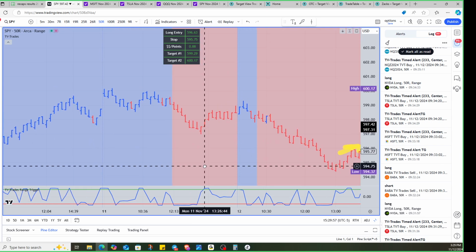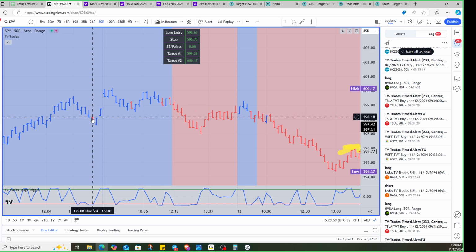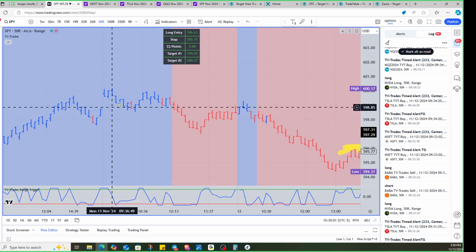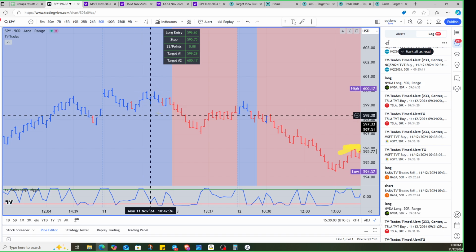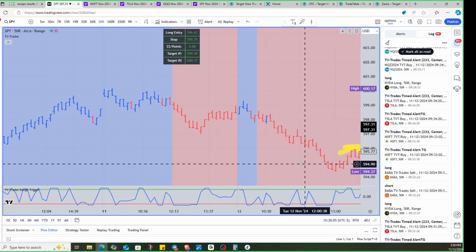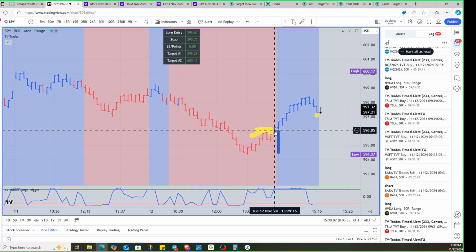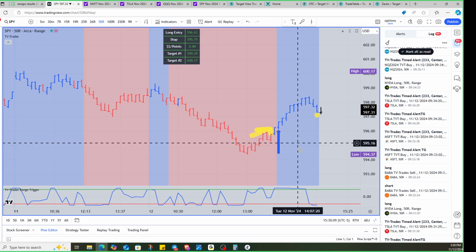Whenever there's a red bar on a blue background, it's going to send you an alert and say there's a trade coming up. Whenever there's a blue bar on a red background like that, it's going to say prepare for a trade. It's going to be a long trade coming up.